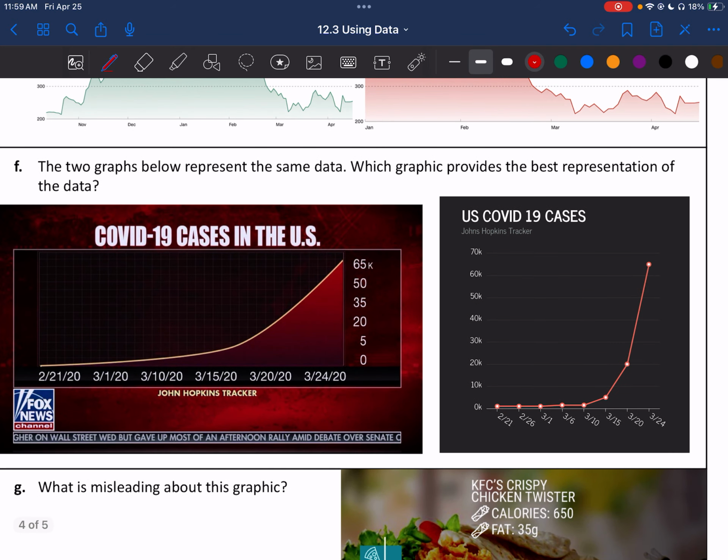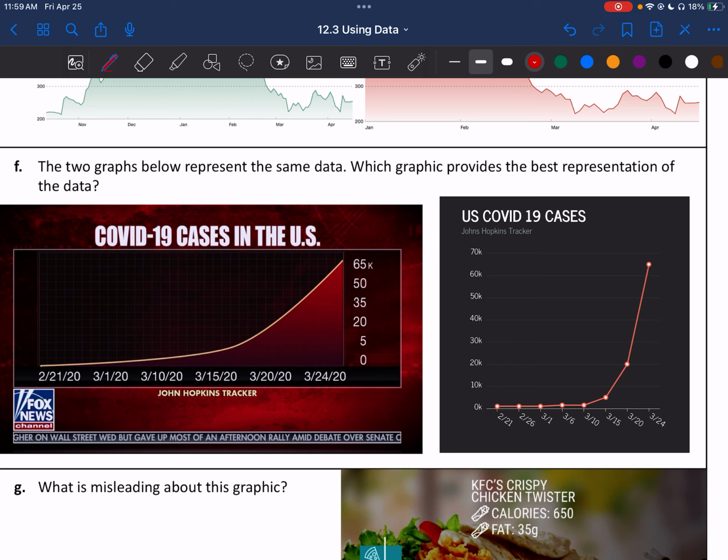Letter F, we have two graphs representing the same data. Which graph provides the best representation of the data? So we have COVID-19 cases in the United States. One is from Johns Hopkins University. This is a medical center, and one is from Fox News.